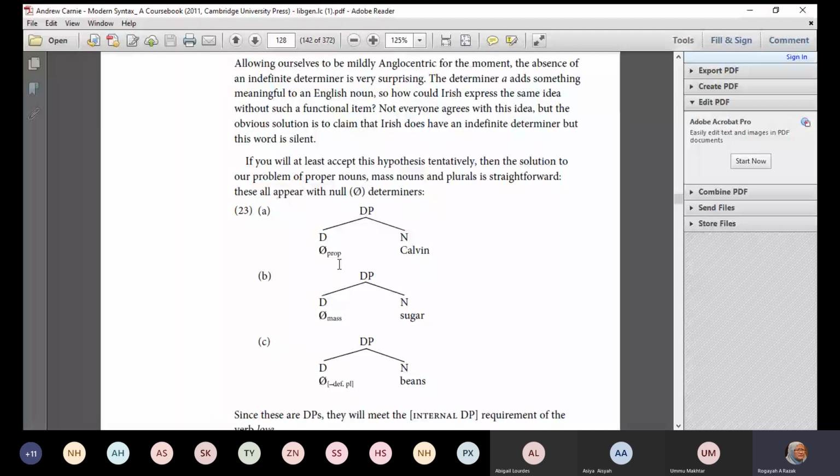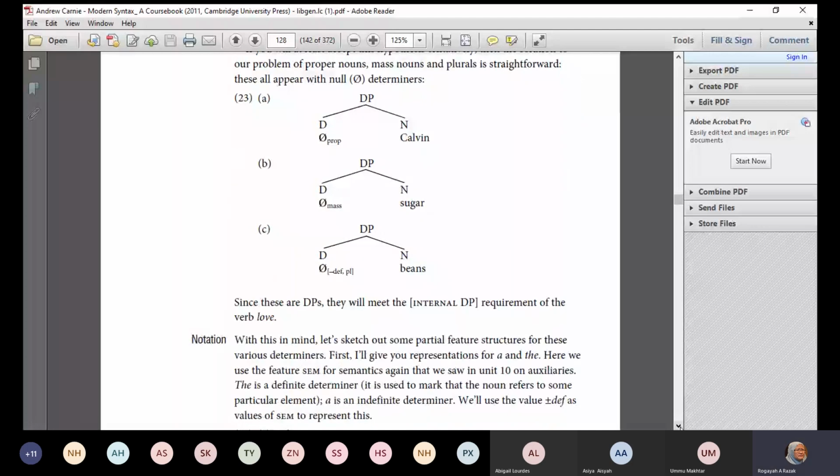Or we say sugar. I love sugar, just now, right? I love sugar. Then the DP will have sugar, but he wants to retain the D. So he will say there's a null D. Null determiner. And this null determiner, because it is sugar, he says null mass. The same thing with beans. So beans are also a null determiner, and then you have a minus definite and plural.